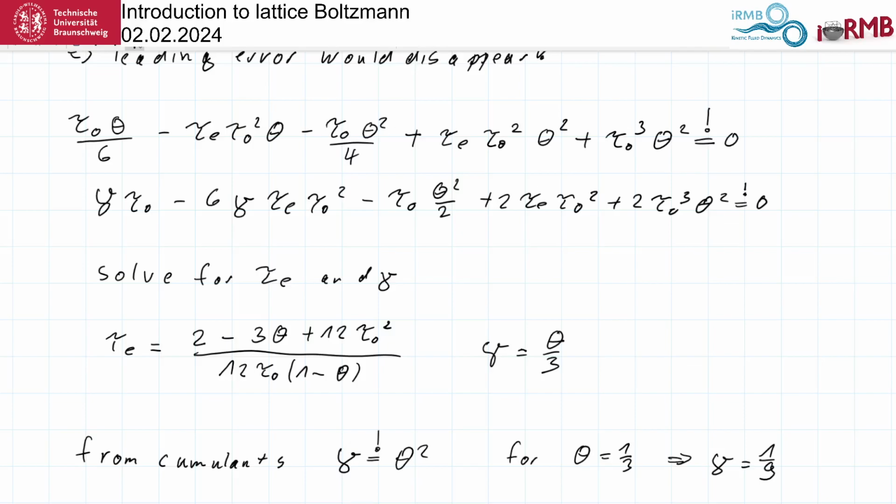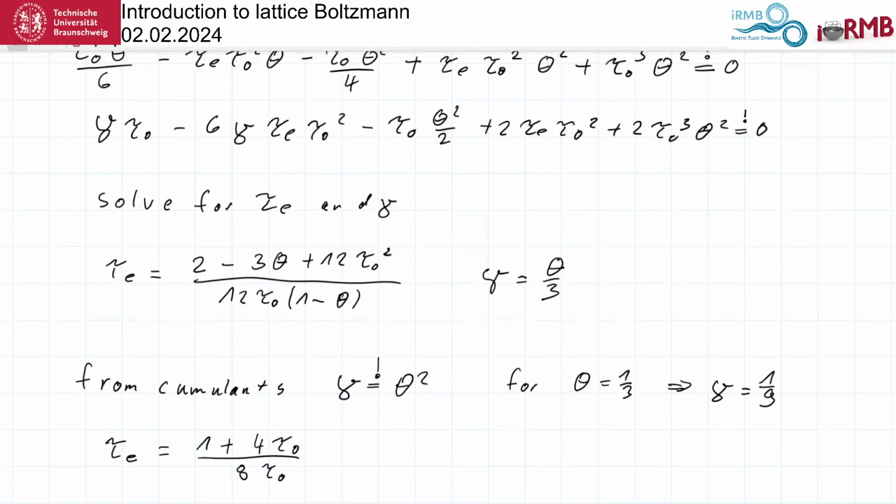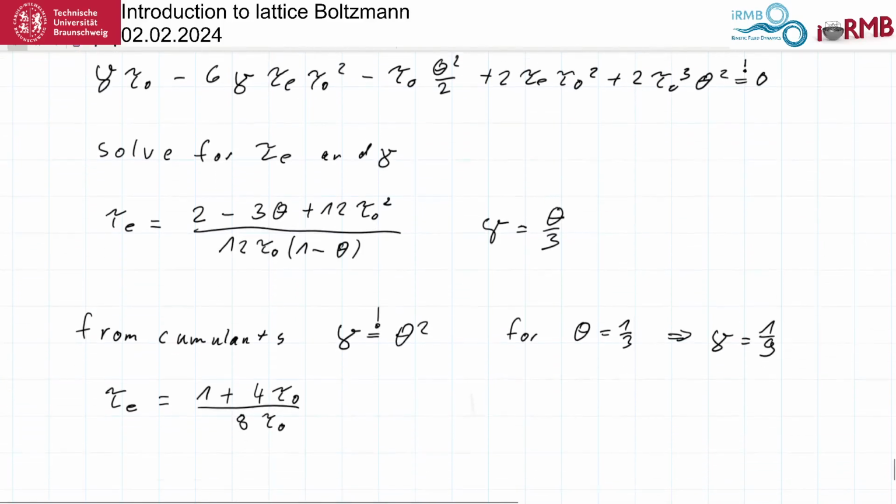Even though we have to remember that the condition that we derive from the asymptotic analysis does not require us to put theta to 1/3 in this place. It's just that if we put it to 1/3, we get this very nice result. So in this case, tau even is 1 plus 4 theta odd divided by 8 theta odd.